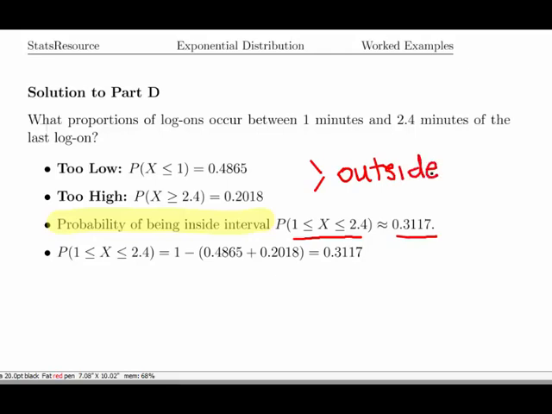Too low for this interval is 0.4865, and too high for this interval is 0.2018, which are the answers to the previous questions. If I add them together, I get approximately 68.8%, and the complement of that is what I'm looking for. That works out to be 0.3117, or 31%. So what I have here is outside the interval, the combination of being too high and too low, and essentially what I want is the complement of that. Okay, that's great. We'll leave that there.